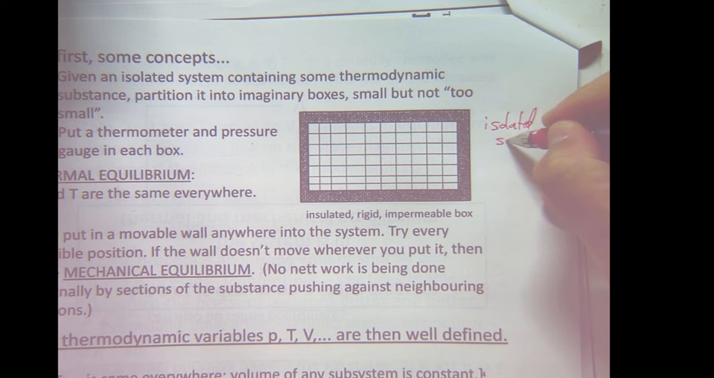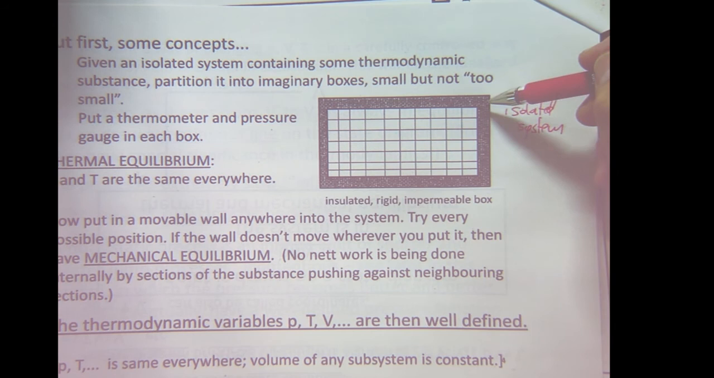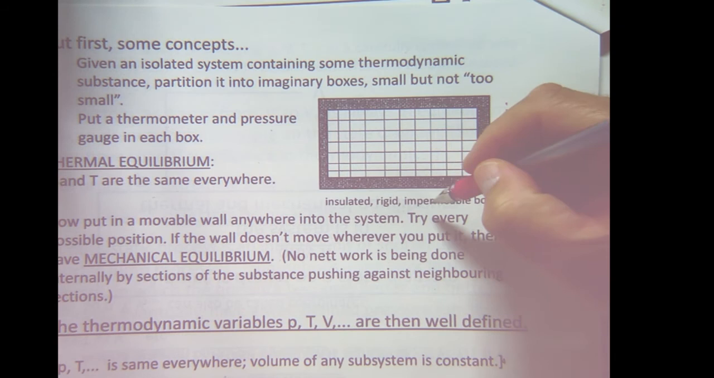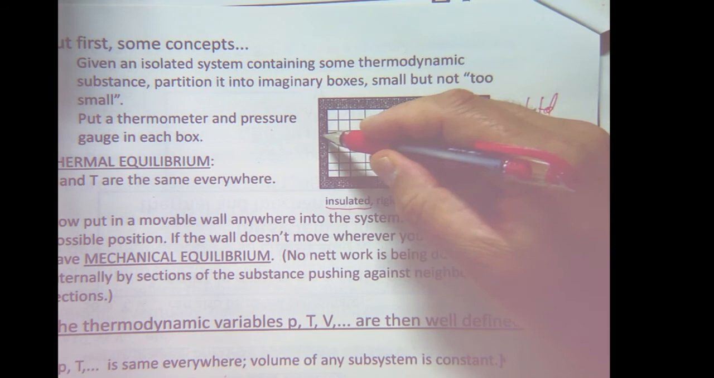Isolated means that the external universe cannot do work on it, which means that the walls are completely rigid. The walls are impermeable, so no particles escape, and it's insulated so that no heat gets in or out.